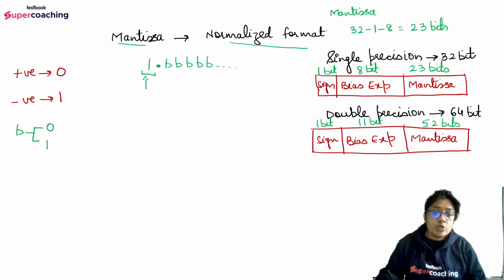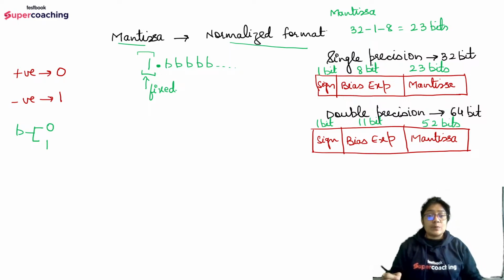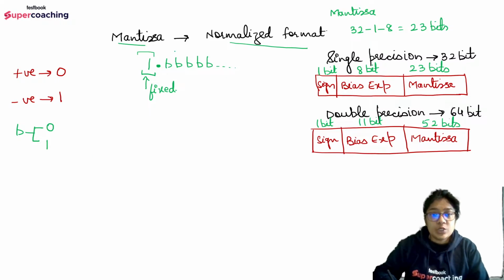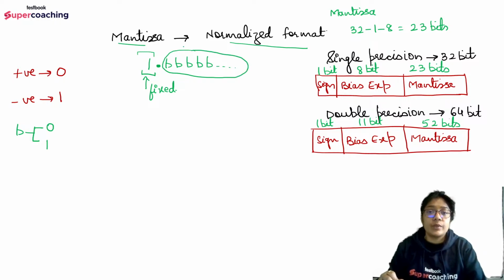So the benefit is when the Mantissa is in the normalized format, हमें ये मालूम है कि जो decimal से पहले एक ही digit आएगा and that must be 1, that means we need not to store this. क्यों store नहीं करवा रहे हैं? Because this will save one bit. So we will be just storing the bits which are coming after the decimal in the Mantissa part. Okay, ये होता है normalized format.